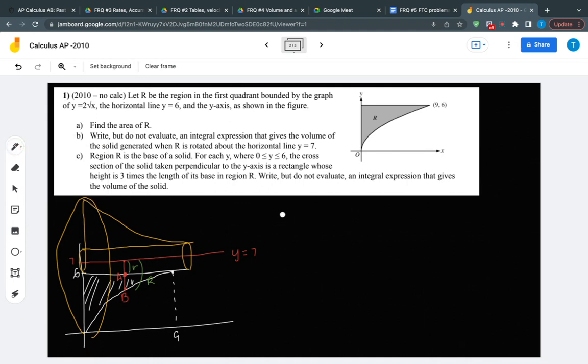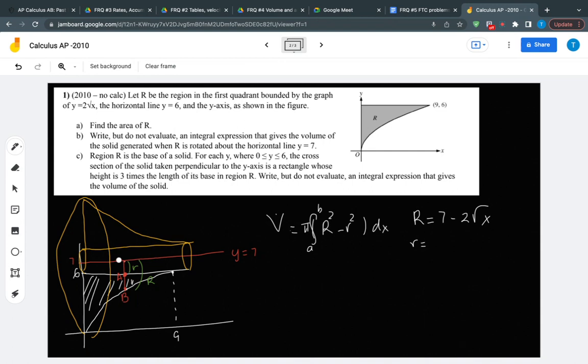We know that this is the washer method, so the volume will be the integral from a to b of pi times big R squared minus small r squared. In this case, the bar we draw here moves along the x-axis, so this one will be dx. Big R is the distance from the line y equal to 7 to y equal to 2 square root x, so that means it equals 7 subtract 2 square root x.